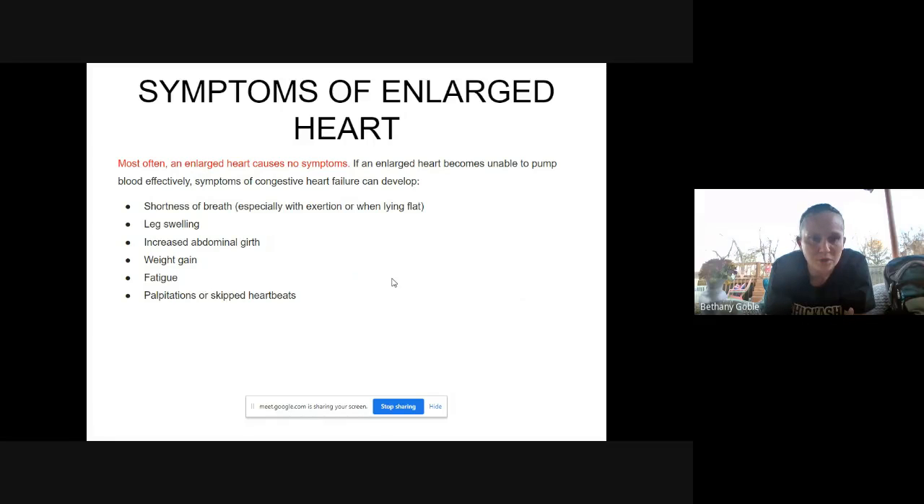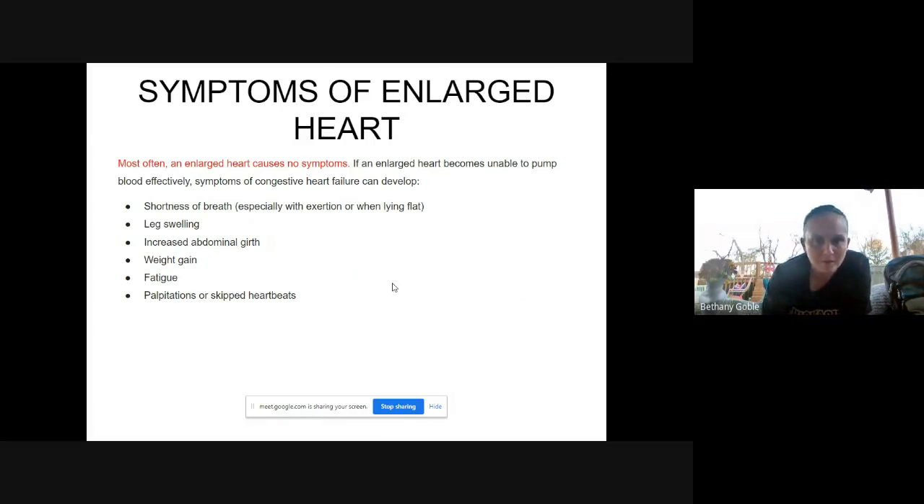Okay. Maybe you notice your abdominal girth. Now, it's not because I'm eating too much, not exercising, but you feel more bloated. Okay. Your legs might start to swell. That means you're not getting enough blood pumped down there and your legs are starting to swell up. Fatigued, or like I said, skipped heartbeats, those palpitations.